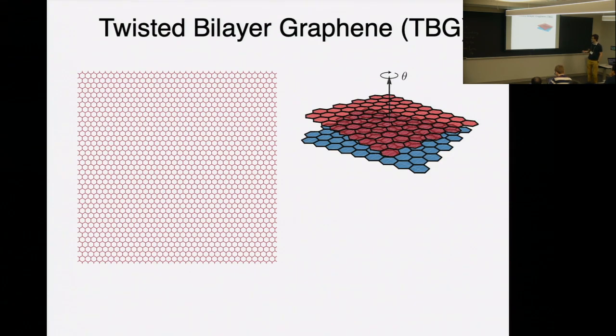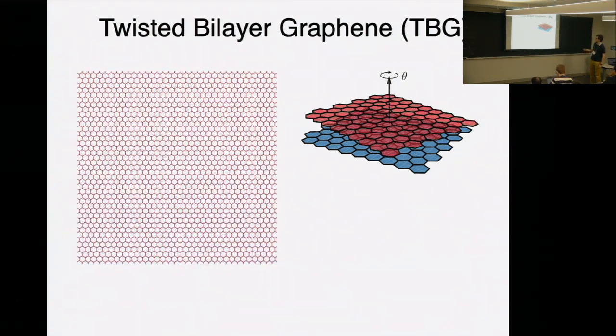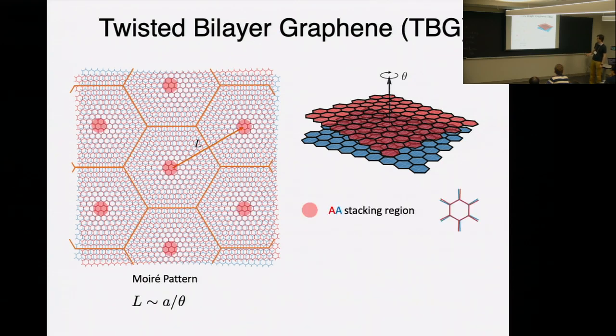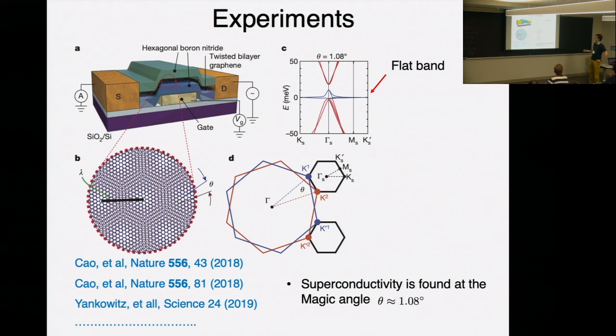First, to remind you about twisted bilayer graphene, as many people know: if we take two sheets of graphene and stack them on top of each other with a twist, we get a moiré pattern, which has some length L, which is the ratio of the lattice constant divided by the twist angle. There are three important regions of this moiré pattern: the AA-stacking region, the AB-stacking region, and the BA-stacking region.